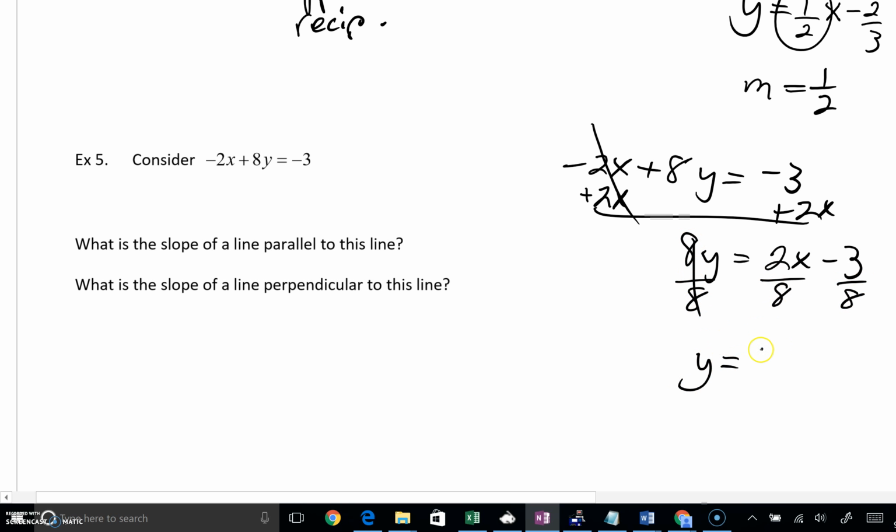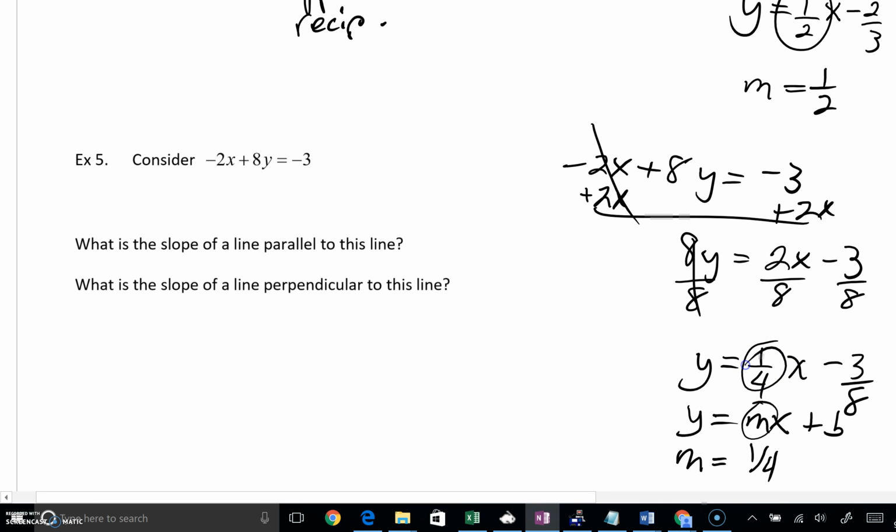Now 2 over 8, you're going to get 1/4. You'd reduce it. Here you get -3/8. But if I've got y equals mx plus b, by the way I do, what's your m for this line? 1/4. It's the number in front of the x. So what's a line parallel? What's its slope? It's got to be 1/4. It's the same slope as the original line.